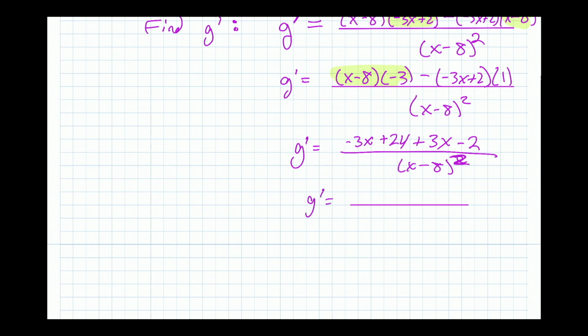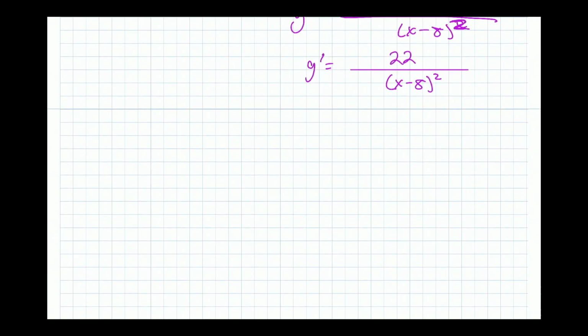All right, combine like terms here. Actually, in a little bit weird way, we got minus 3x plus 3x. Those go away. So I just have 24 minus 2, which is 22 over x minus 8 squared. All right, we've got the derivative. We're going to need that at some point.